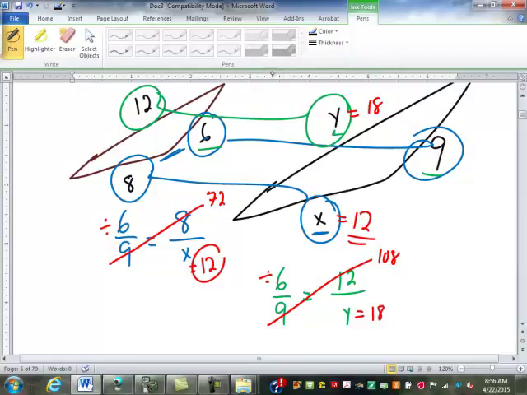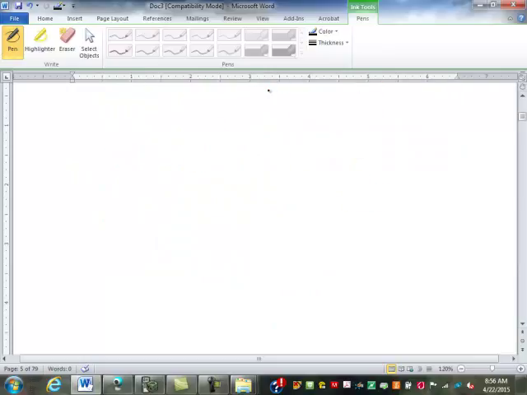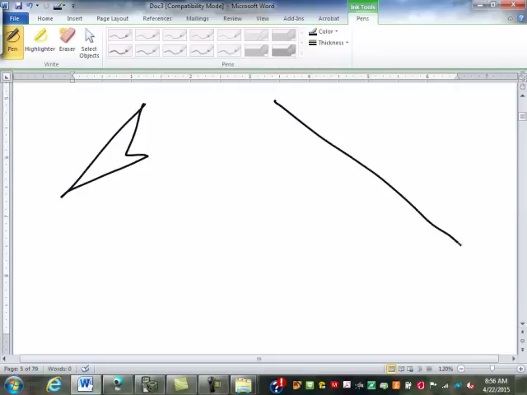This can be used even if the triangles aren't quite so simple like that, or shapes aren't quite so simple. We might have something like this. So let's see, this is 4, 10, 24.